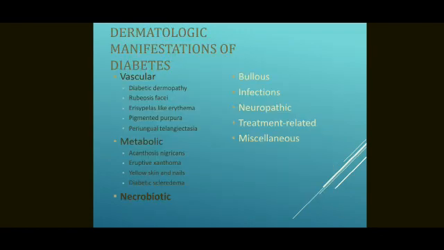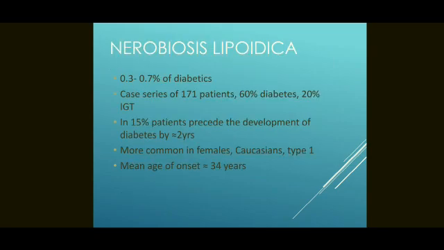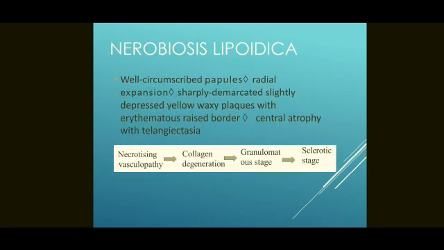Coming to the next manifestation, that is necrobiotic manifestations of diabetes. Commonest is necrobiosis lipoidica. It is seen in 0.3 to 0.7% of diabetic patients. In 15% of the patients, it precedes the development of diabetes by more than 2 years. It's common in females, Caucasians, and especially in type 1 diabetes compared to type 2. Mean age of onset would be approximately 34 years.